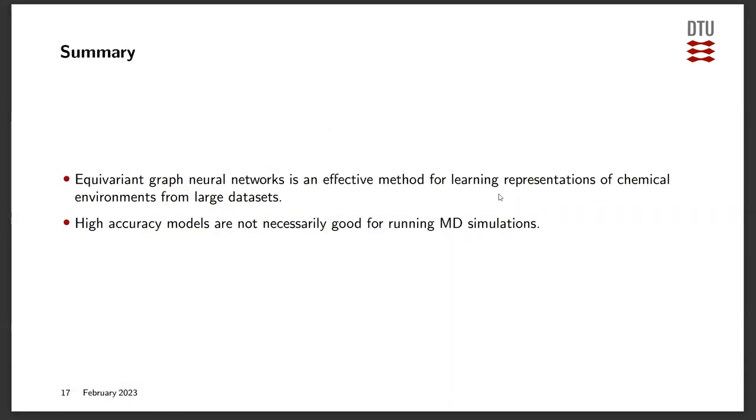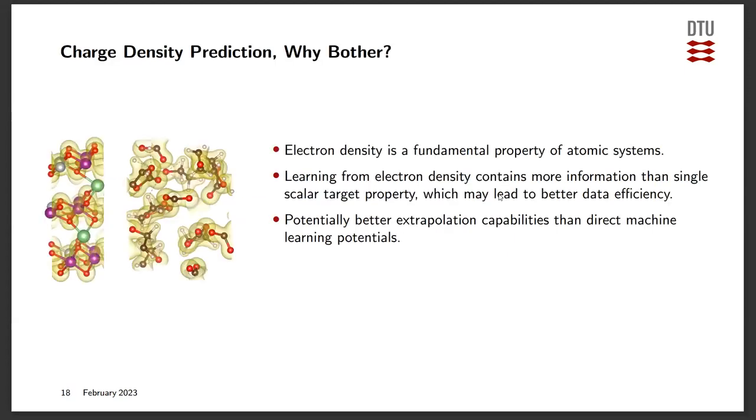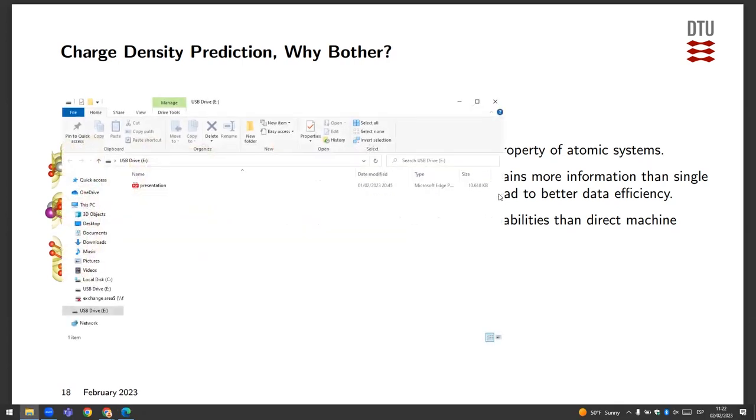So to summarize, we have these great equivariant networks for learning representations of chemical environments. But even though we get high accuracy, it might not actually be good for running the MD simulations. That is one part of the motivation for looking at the electron density prediction, because we think that the electron density contains a lot more information than just the energy.